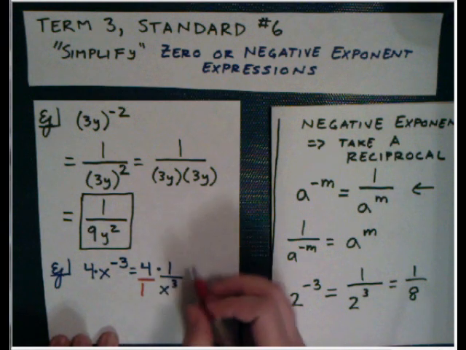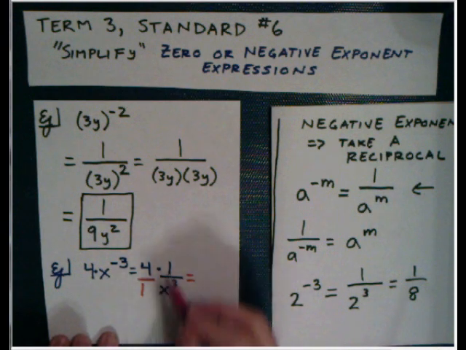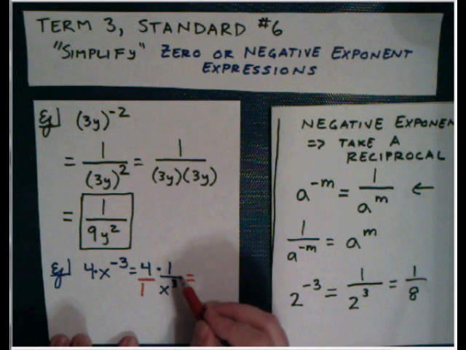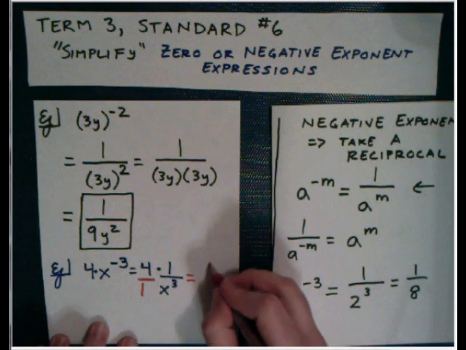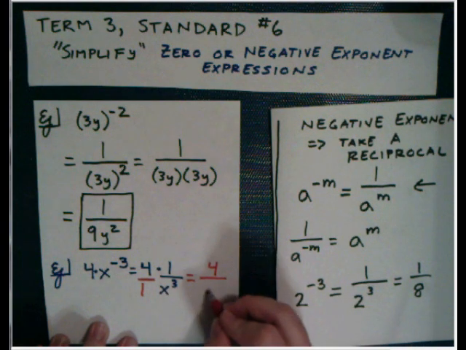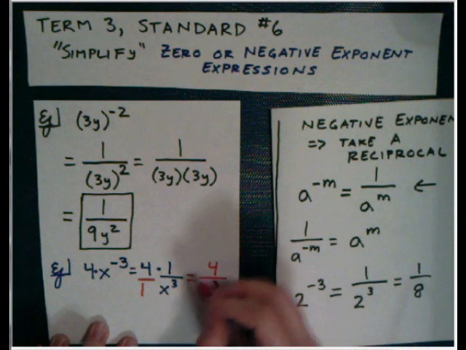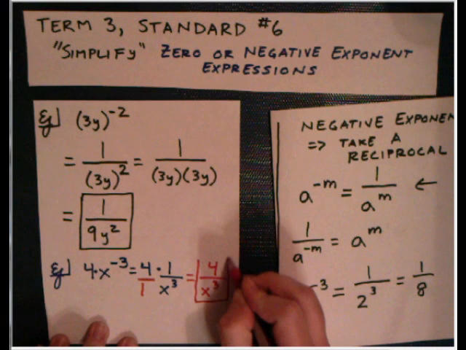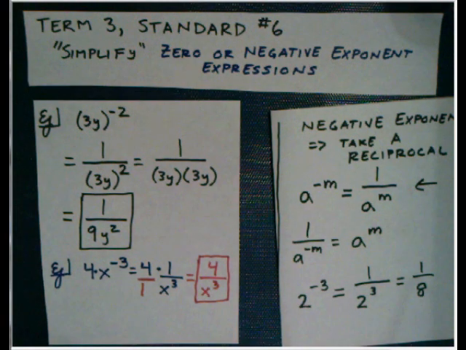Okay, now, in order to multiply these two fractions together, 4 over 1 times 1 over x cubed, we just multiply across. 4 times 1 is going to be 4. 1 times x to the third is just going to be x to the third. And my final answer is 4 over x to the third power. And so there we go.